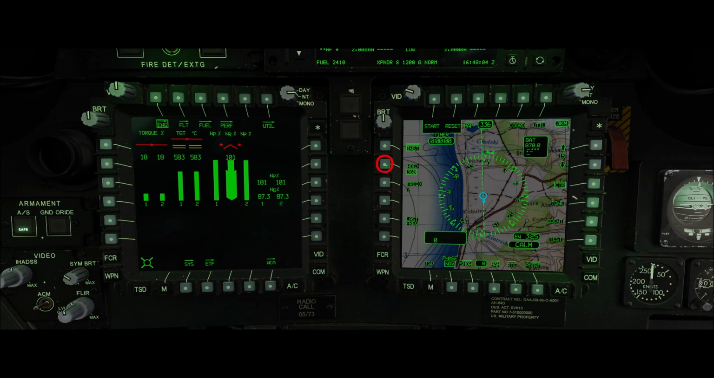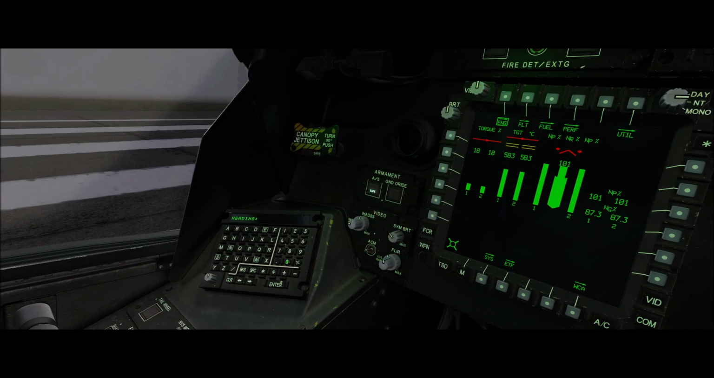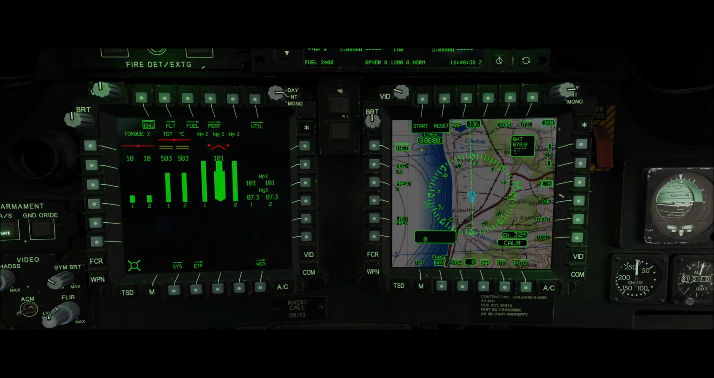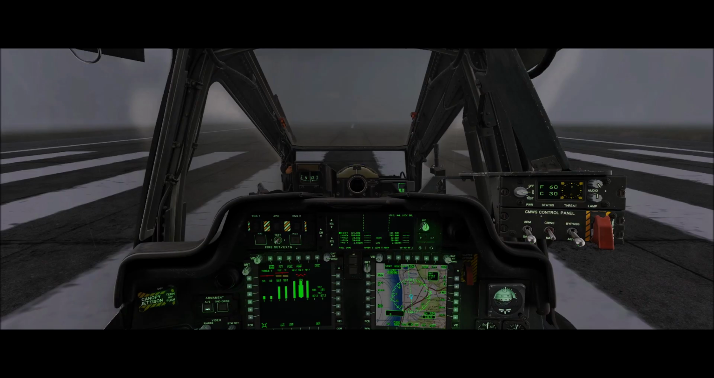This is going to be our inbound course, 070. Over to the keypad, we'll enter 070, enter, and we have our clock for timing the approach. So let's get started.